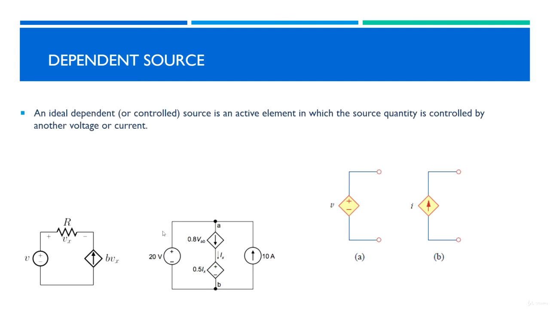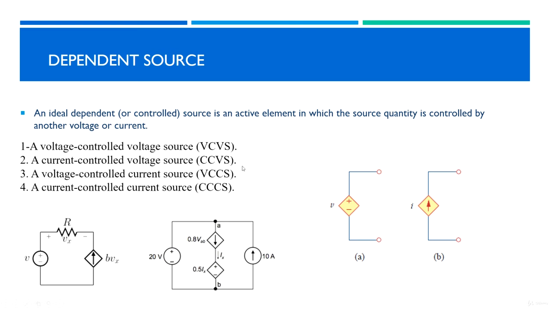An ideal dependent or controlled source is an active element in which the source quantity is controlled by another voltage or current. So this one depends on, or is controlled by, the voltage VAB. This one depends on, or is controlled by, Ix. There are different types of dependent sources. It can be a voltage controlled voltage source, current controlled voltage source, voltage controlled current source, or current controlled current source.